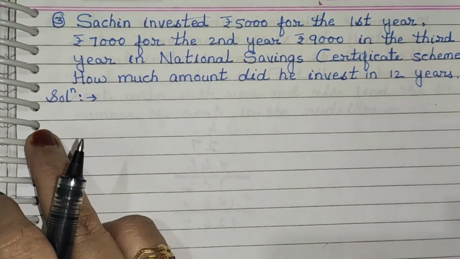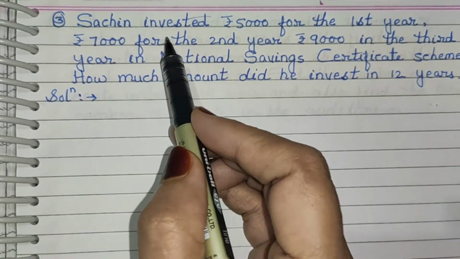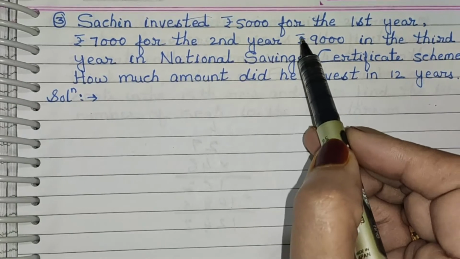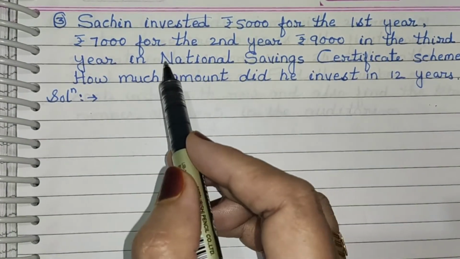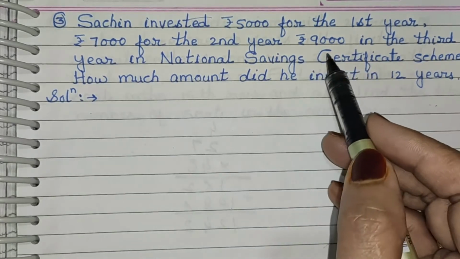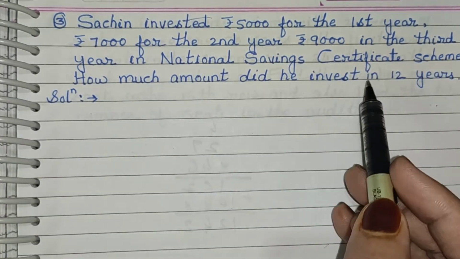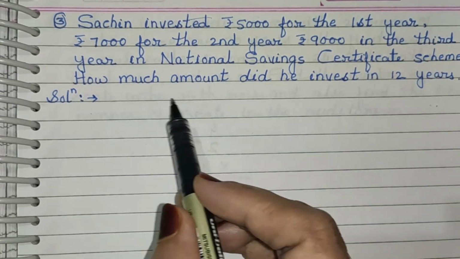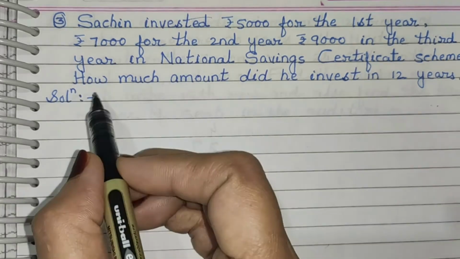Now the next question is third. Sachin invested rupees 5000 for the first year, rupees 7000 for the second year, rupees 9000 in the third year in National Savings Certificate Scheme. How much amount did he invest in 12 years?